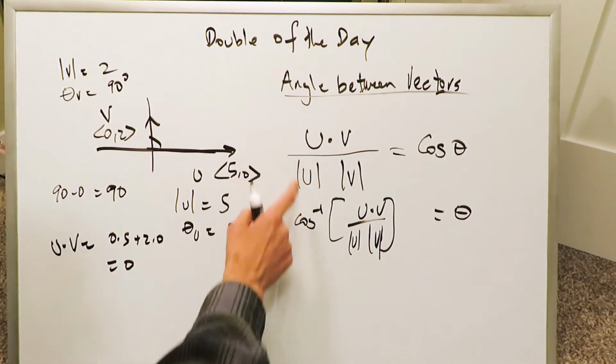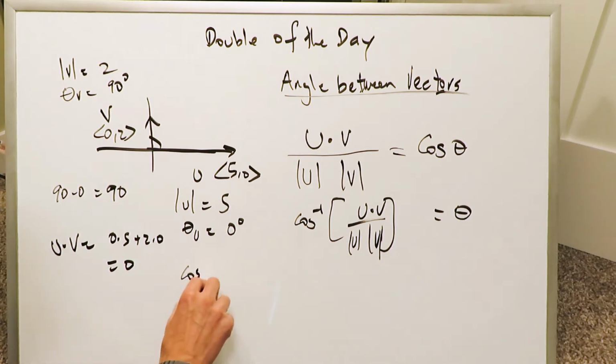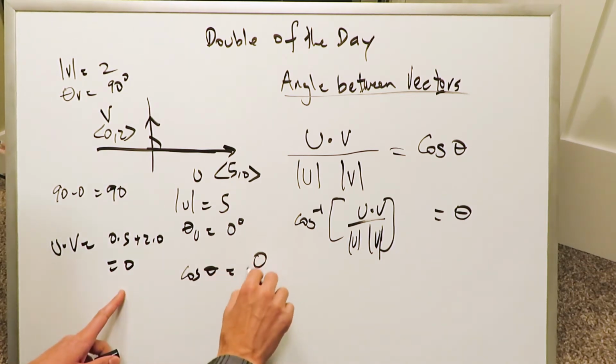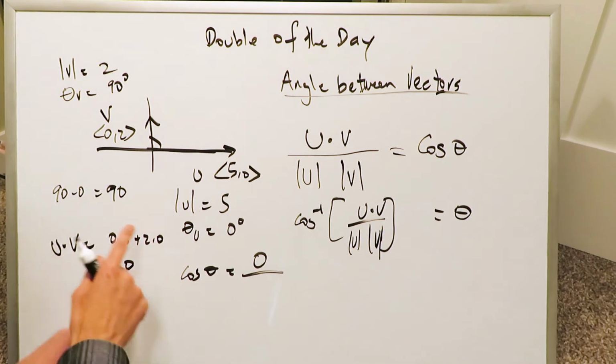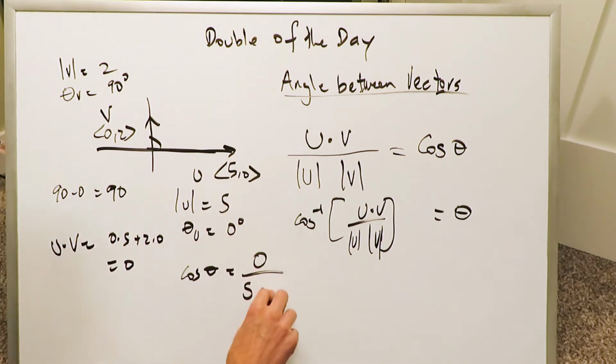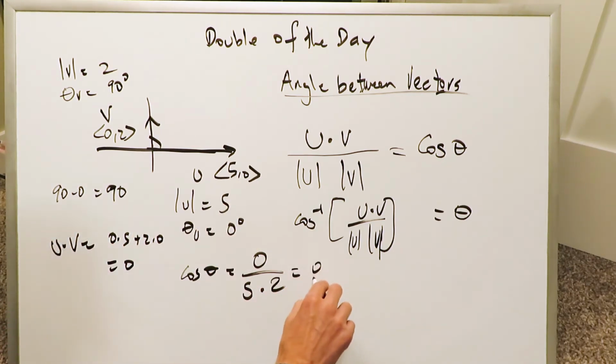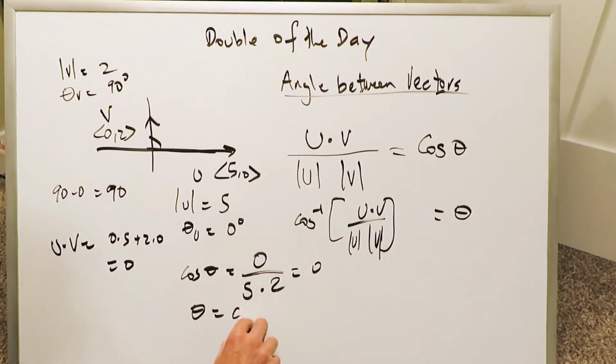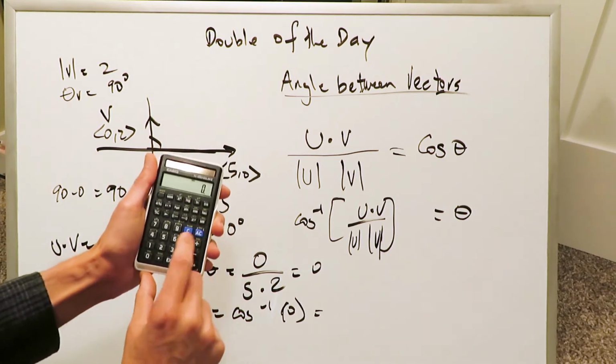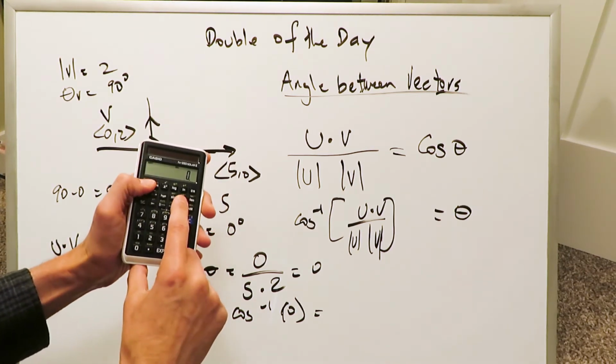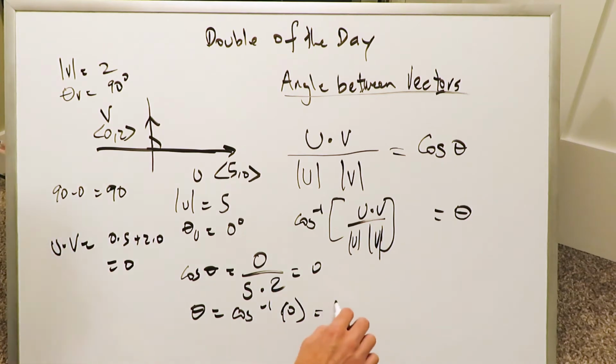You have everything here in the formula that you need. Cosine theta is equal to dot product divided by the magnitude of these. One is a 5, the other one is a 2, but you're seeing a 0 over 10, which is a 0. Cosine theta is equal to 0. Theta is equal to inverse cosine of 0. You can bring your calculator. You know it's going to be 90 degrees. See, 0 inverse cosine, you get 90. Pi over 2. So the angle has been determined.